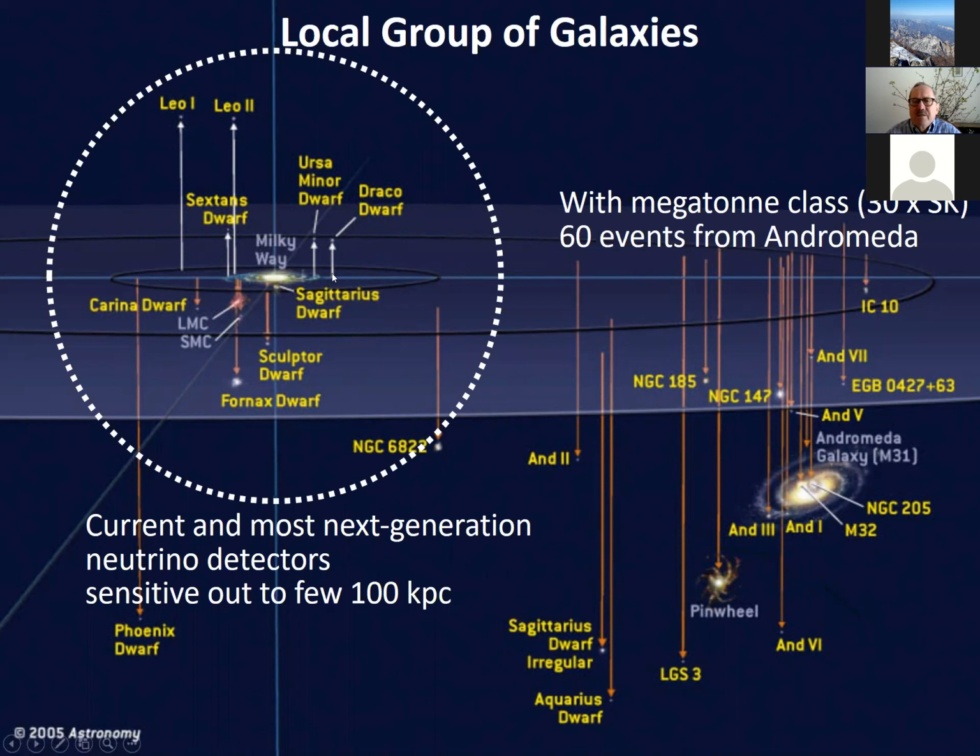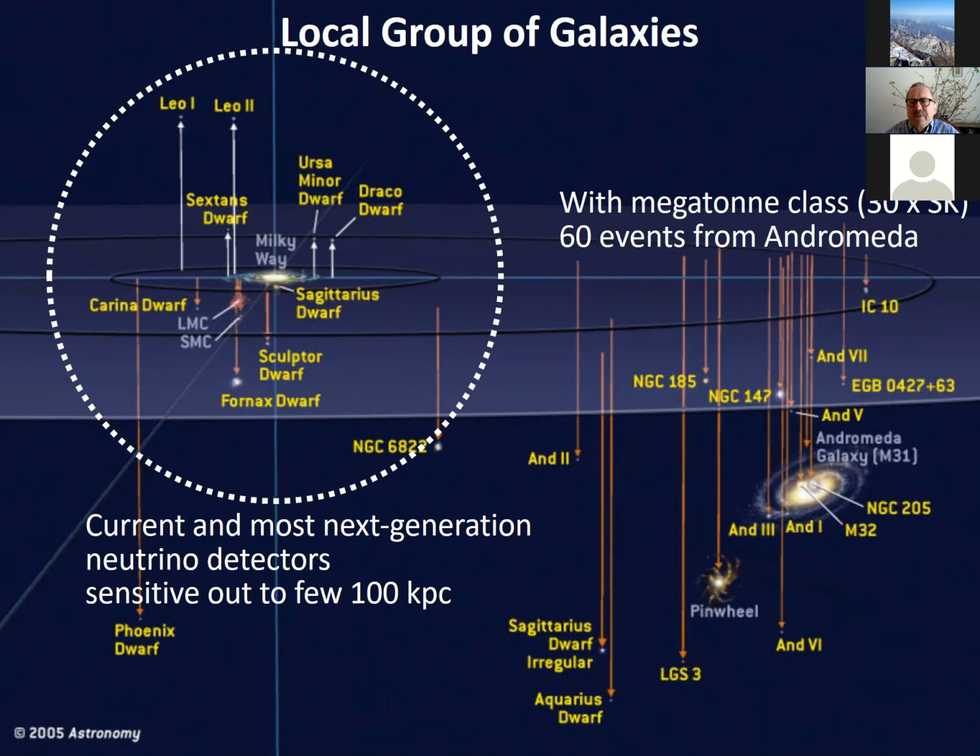Our own galaxy, the Milky Way, is here, surrounded by some small satellite galaxies, including the Large Magellanic Clouds. And then there's the next neighbor galaxy, the Andromeda Galaxy, at a distance, however, so large that even with Super Kamiokande, one would only get a few tens of events from a supernova in that galaxy. So for a high statistics observation, we mostly have to rely on our own galaxy.